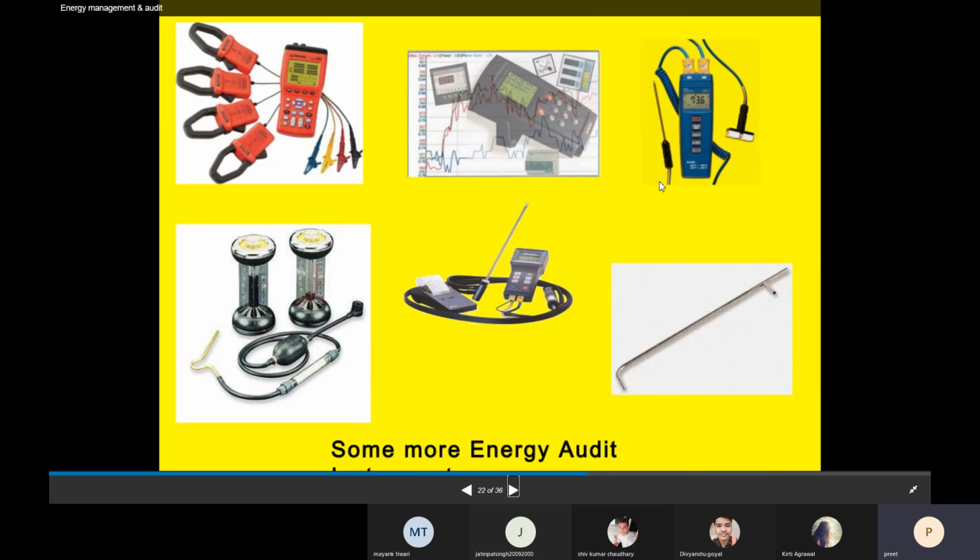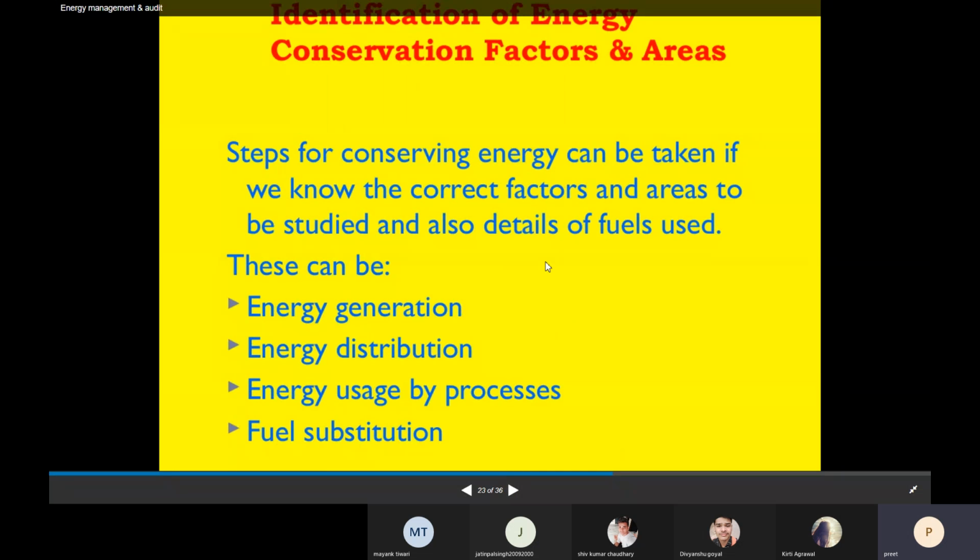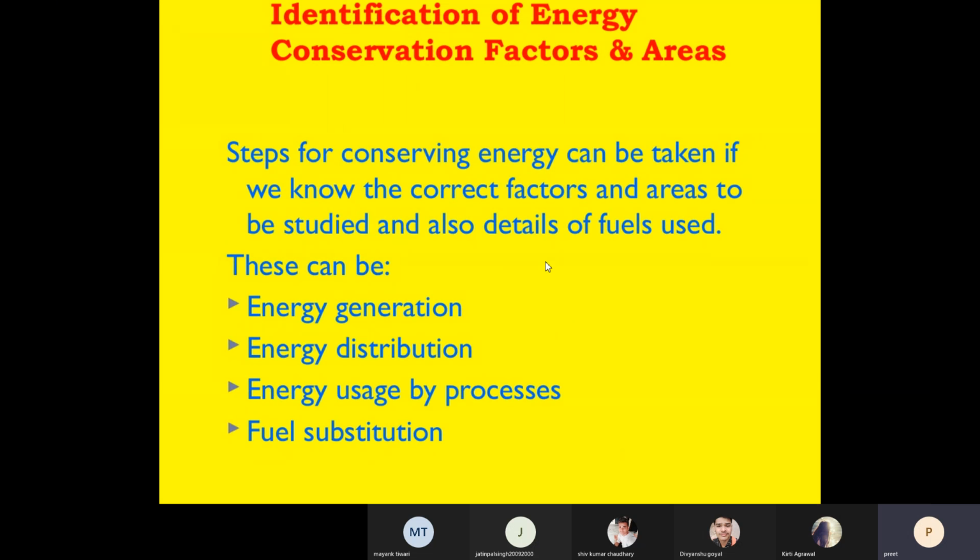This is a resistance measurement and current measurement device. A three-phase resistance measurement device is there. The voltage measurement device is there. So these are different devices which have been used in energy auditing. The next topic is identification of energy conservation factors and areas.